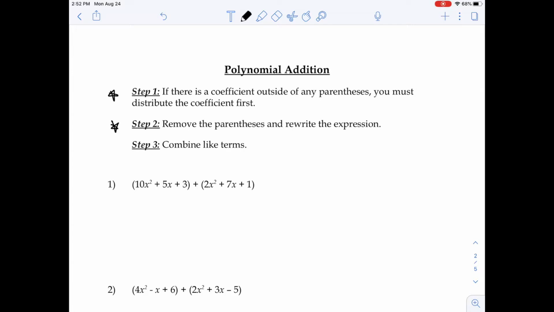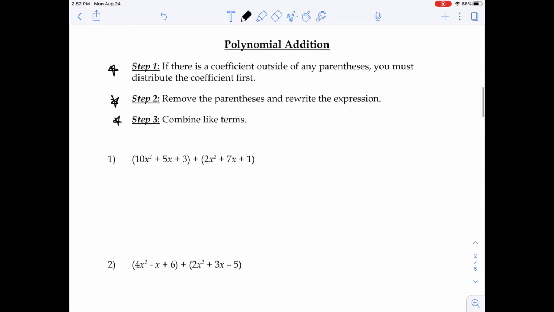I know a lot of students don't like to do this. They'll just go ahead and start combining like terms without removing the parentheses. I just think it gets to be messy, so it's just easier to go ahead and rewrite it and get rid of the parentheses before you go ahead and do step three, which is combine your like terms.